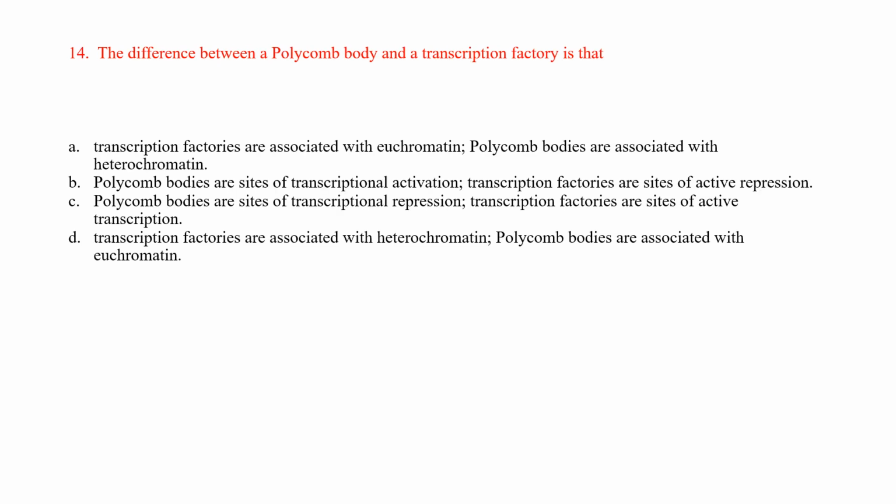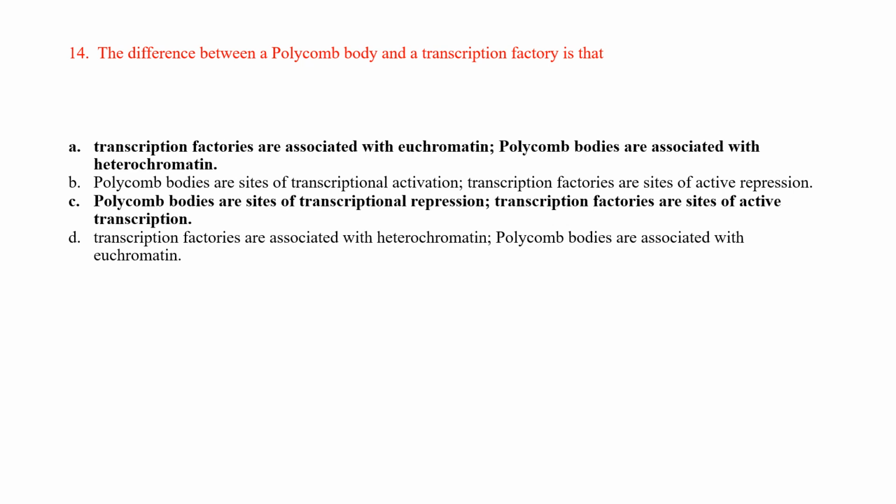Number 14, the difference between a polycomb body and a transcription factory is that A, transcription factories are associated with euchromatin, polycomb bodies are associated with heterochromatin. B, polycomb bodies are sites of transcriptional activation, transcription factories are sites of active repression. C, polycomb bodies are sites of transcriptional repression, transcription factories are sites of active transcription. Or D, transcription factories are associated with heterochromatin, polycomb bodies are associated with euchromatin.